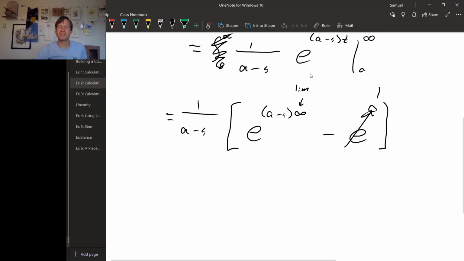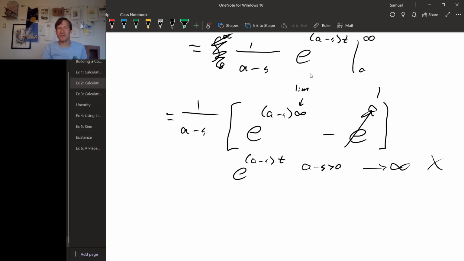Okay, so now let's think about this limit. So e to the (a minus s) times t. If this exponent is positive, if a minus s is positive, then we have an exponent that's growing to positive infinity as t goes to infinity. So in that case, this whole thing would blow up to infinity. And we don't want that to happen, right? We're looking for a function of s that is defined.